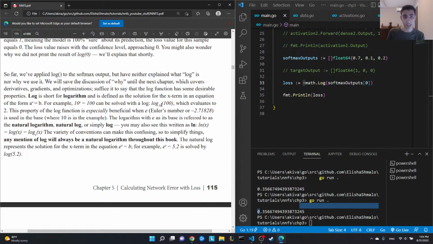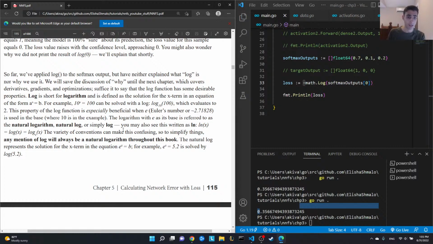Log base 10 of 100 equals x, which evaluates to 2. 10 to the power of 2 equals 100. This property of the logarithm is especially beneficial when e, Euler's number, is used as the base, where 10 is the base in the example. The logarithm with e as its base, so in other words log base e of whatever, is referred to as the natural logarithm, natural log or simply log. You may also see this written as ln of x, or log of x, or log base e of x.